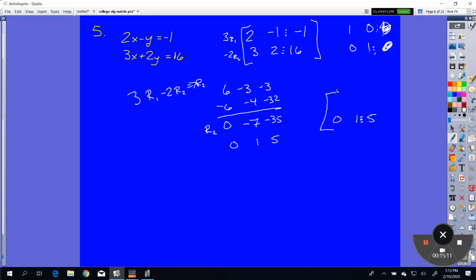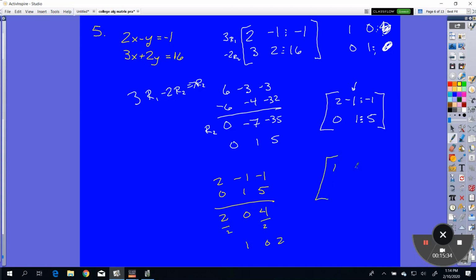Now I want this negative 1. So this is what we have still. I want this negative 1 to disappear. So to get this negative 1 to disappear, I just add those together. So 2, negative 1, 0, 1, 5. If I add those together, I get 2, 0, 4. Divide that out by 2, I get 1, 0, 2. So my answer is 1, 0, 2, 0, 1, 5.